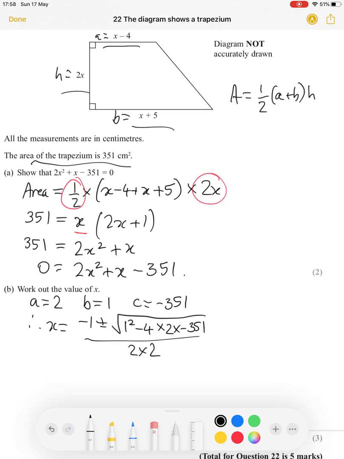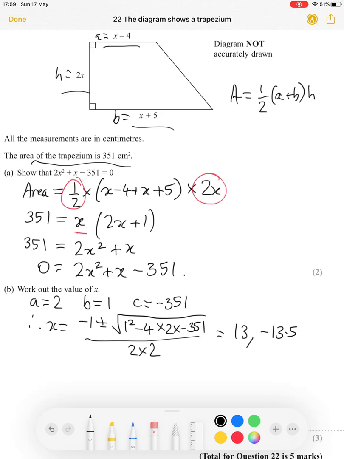And now we can use our calculator to find the two possible values that the formula gives us. We should get, if we use a plus, we'll get 13. And if we use a minus, then we can see we're going to get a negative answer. Turns out we get minus 13.5.